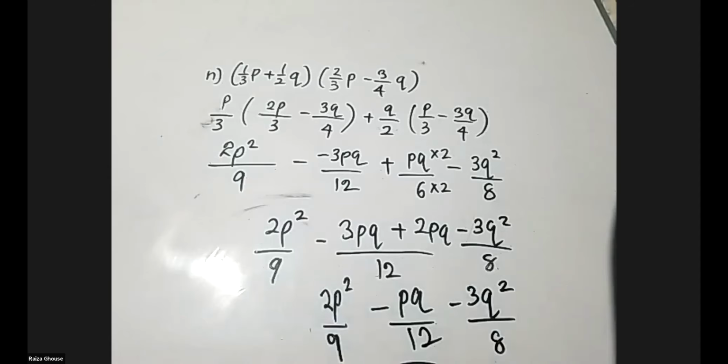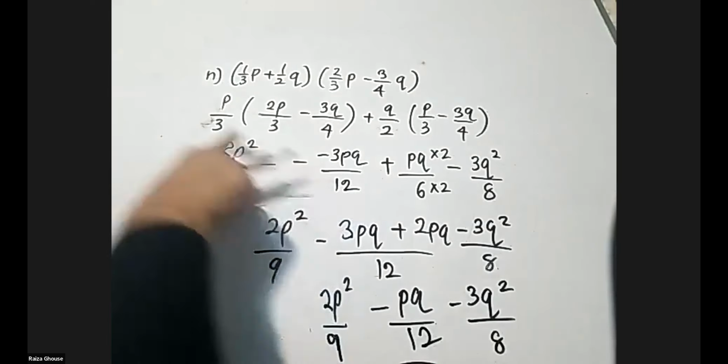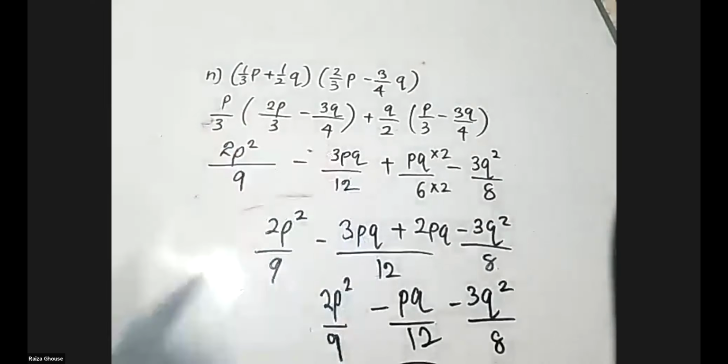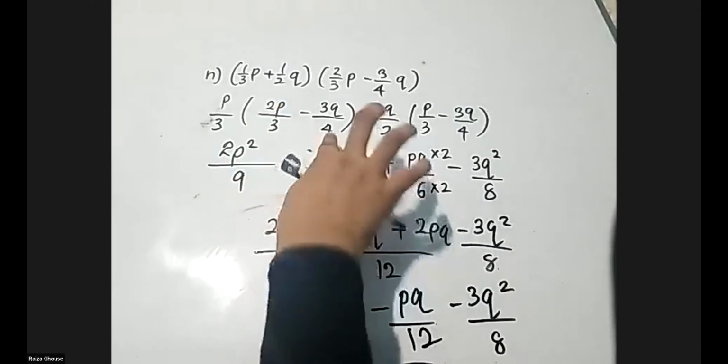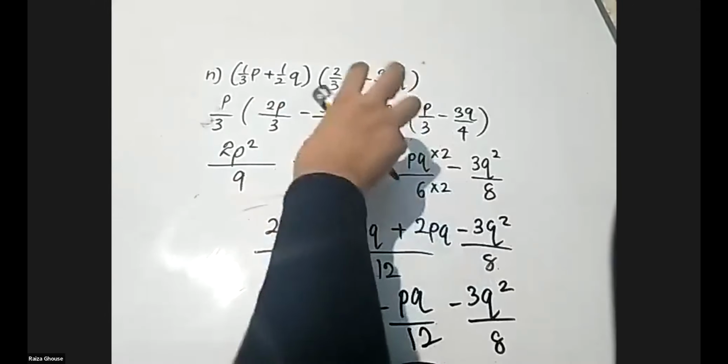Teacher, 2p squared upon 9 minus 2, minus, are there? Here, no, that's wrong. That is my mistake. Here, plus into minus, only one minus. If that happened, you would have to put a bracket, but there's no need. Thanks for telling me that.